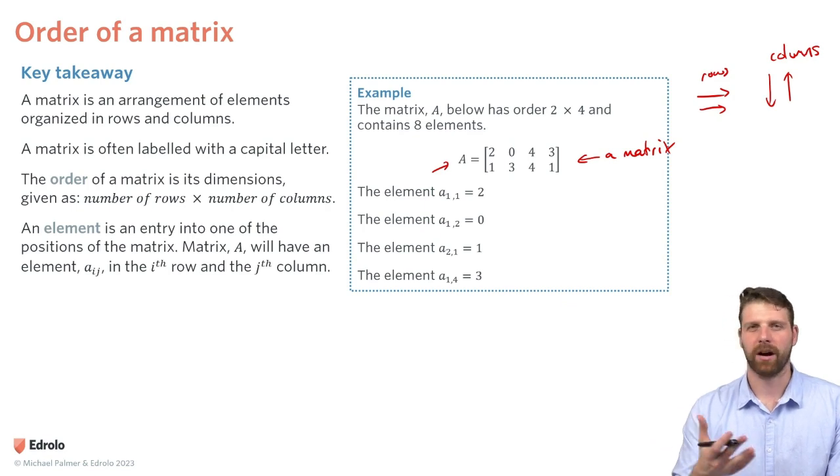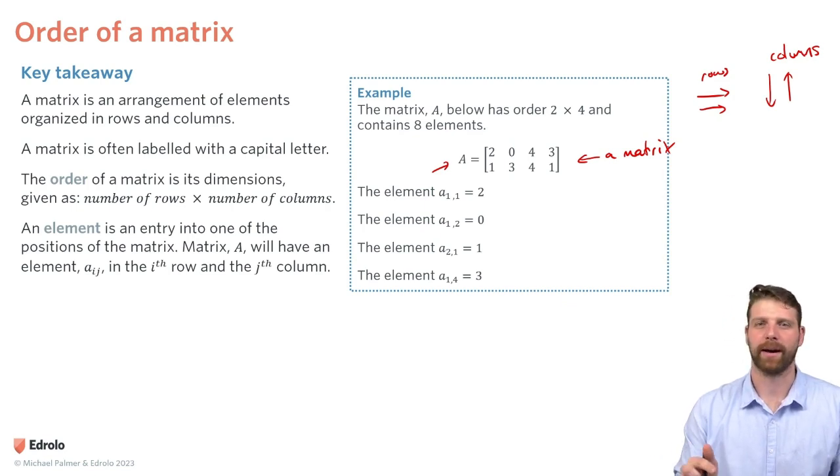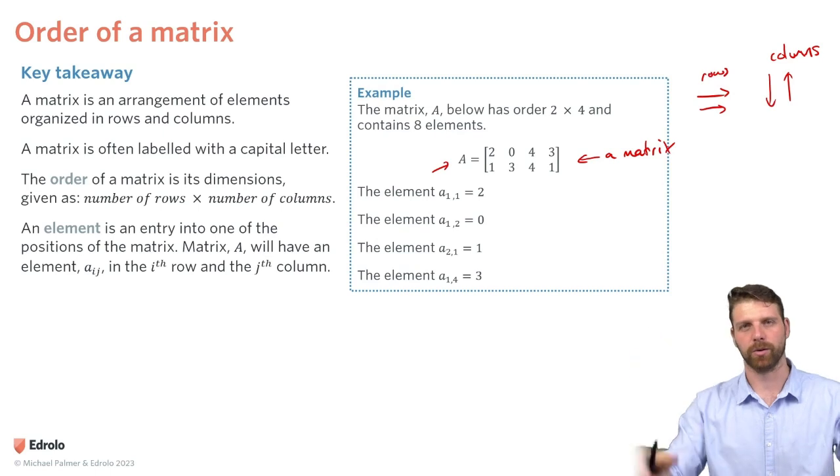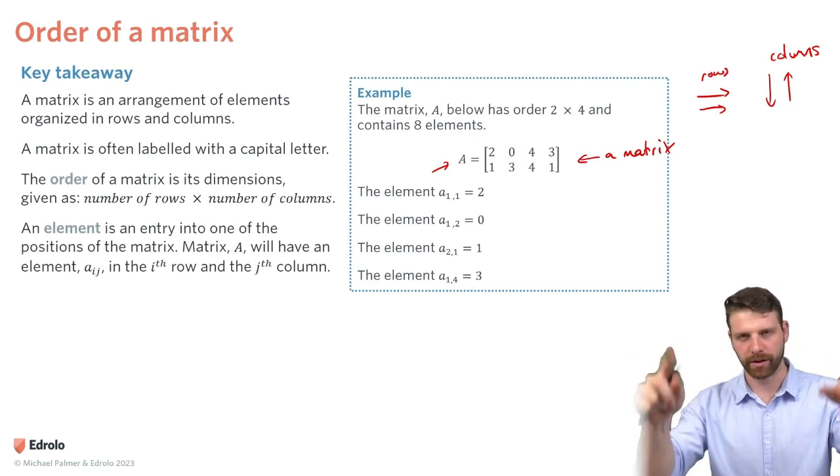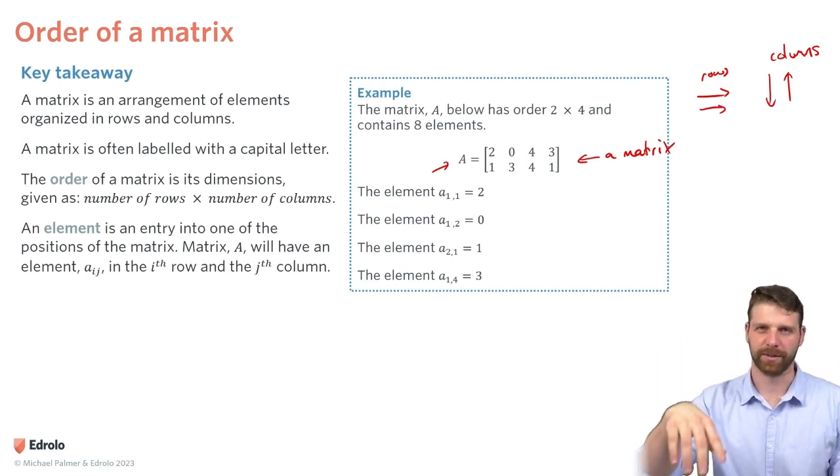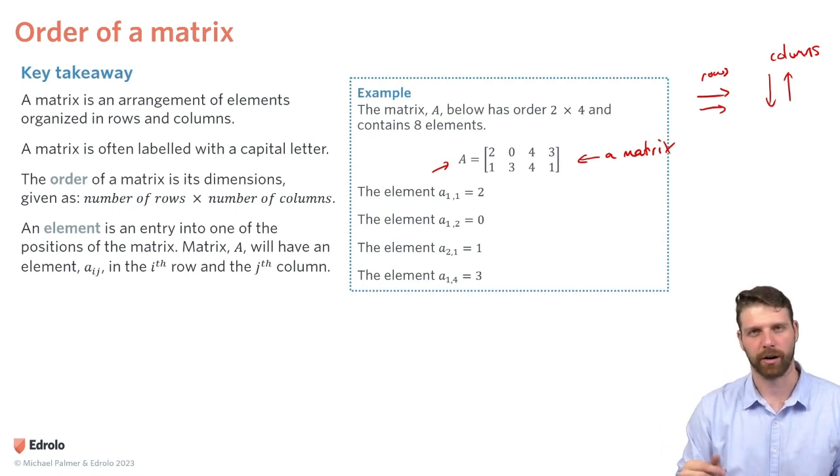The way I remember this is that if you think about columns holding up a building, like one of those old school Greek buildings, those things are columns. And so if columns go up and down, then rows have to go across. That's how I remember it. You might have another way, that's fine.